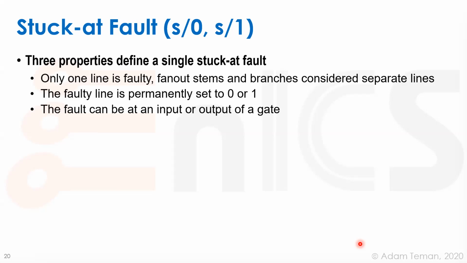Okay, only one line is faulty. The fan out: if we have a fan out from a certain wire that breaks into several wires, each one of them is considered a separate fault, and I'll show you what I mean in a second. The faulty line is permanently set to 0 or 1. Again, it's a static type of fault.